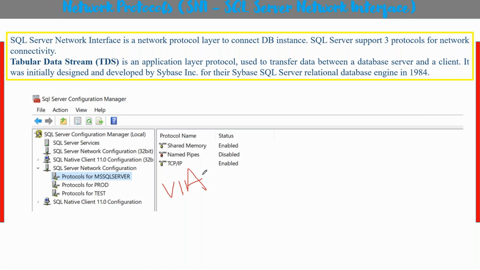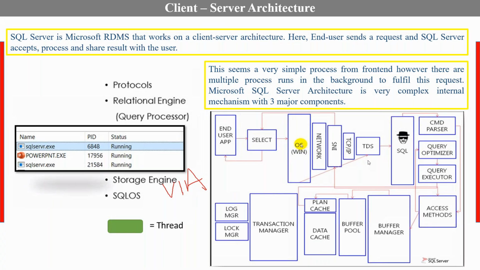VIA is already deprecated, but earlier, in 2000, 2005, 7.0, we had four protocols: shared memory, named pipes, TCP/IP, and VIA. Now VIA is no more, sir. We are not using it. When you see the architecture, there is also a concept called TDS.